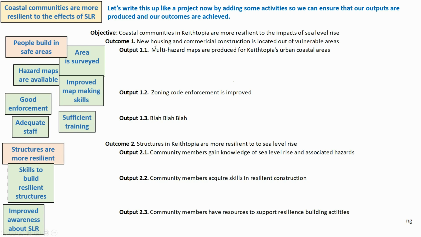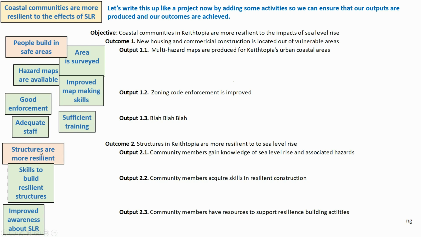Number one, new housing and commercial construction is located out of vulnerable areas. So this outcome is very similar to people build in safe areas. Sometimes when you translate the objective tree into the log frame, you use more specific and precise language. So people build in safe areas, that means the same thing as our first outcome: new housing and commercial construction is located out of vulnerable areas. And our second outcome corresponds to structures are more resilient. So our outcome is structures in Keytopia are more resilient to sea level rise.